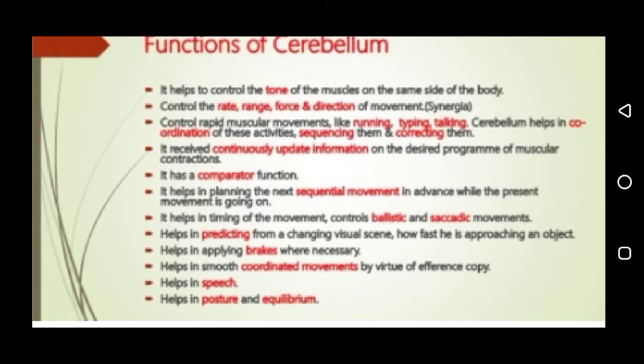It also helps in timing of the movement, controls ballistic and saccadic movements, helps in predicting from a changing visual screen how fast he is approaching an object, helps in applying brakes where necessary, helps in smooth coordinated movement by virtue of reference copy, helps in speech, and helps in posture and equilibrium. So these are the main functions of the cerebellum in a nutshell. You have to remember these functions.